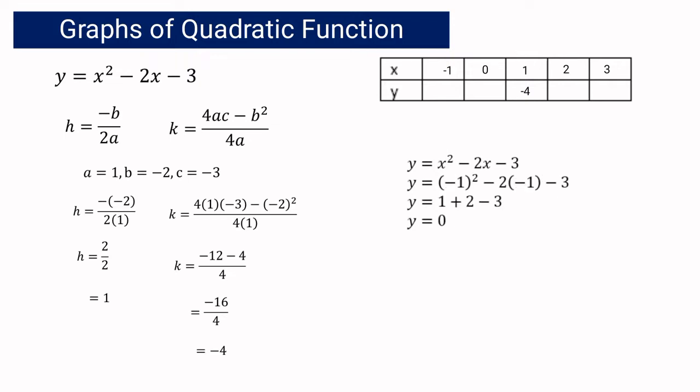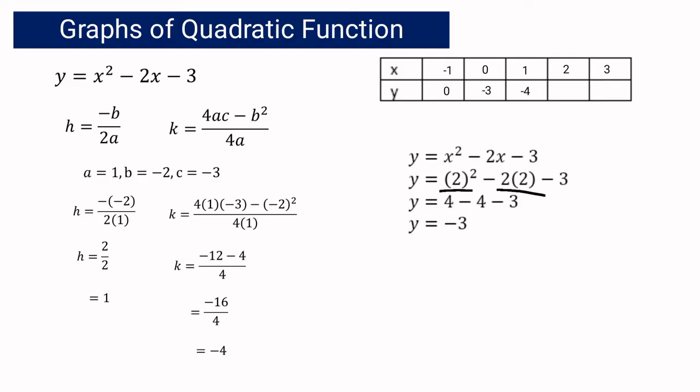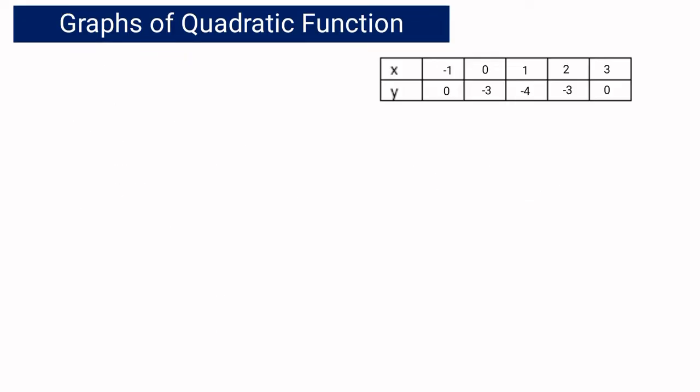If x is equal to negative 1, then y is equal to 0. That's why we have 0 there. If x is equal to 0, this will be cancelled out, obviously. So our value of y is equal to negative 3. And if x is equal to 2, then y is equal to negative 3. And then if x is equal to 3, 3 squared is 9, 2 times 3 is 6, so y is equal to 0. So let us have 0 here. Now we are complete with the table of values.